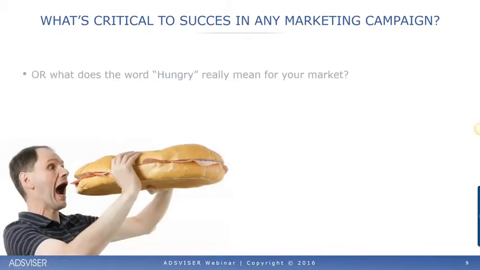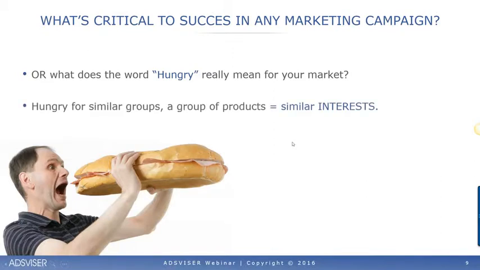So what's critical to success in any marketing campaign? Let's try and find what the word hungry actually means for your market. Who are the people that are hungry for similar groups of products? Let's call that interest. Now, in Facebook, we're all given the stock standard advice that we need to target general interests, and general interests do not work because 99% of people are targeting general interests, and that's where you need to stand out, if you need to hyper-target through your niche.